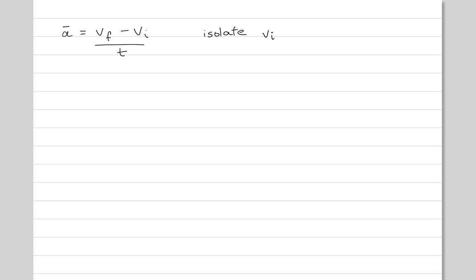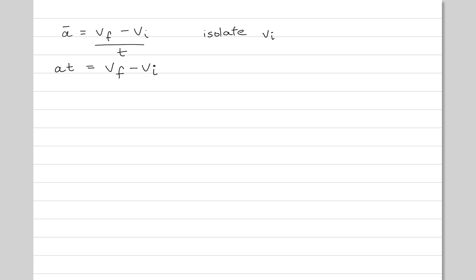Good. So you cross multiply that T out of there. And sometimes I see kids moving terms across without changing its position. You see T is in the bottom on the right. It needs to go on the top on the left. Okay, so AT equals Vf minus Vi. And now how to isolate for Vi?